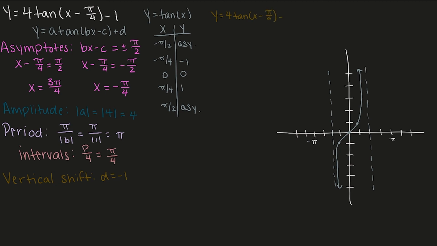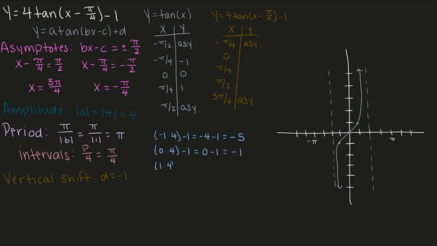So our x values will start and end with our asymptotes, meaning it's going to start with -pi over 4 and end with 3 pi over 4. Our intervals are pi over 4, so the x values are -pi over 4, 0, pi over 4, pi over 2, and 3 pi over 4. Our y values will start and end with asymptotes, and our 3 middle values we'll find using our parent function. So our y values are asymptote, -5, -1, 3, and asymptote. Here's what this graph looks like.